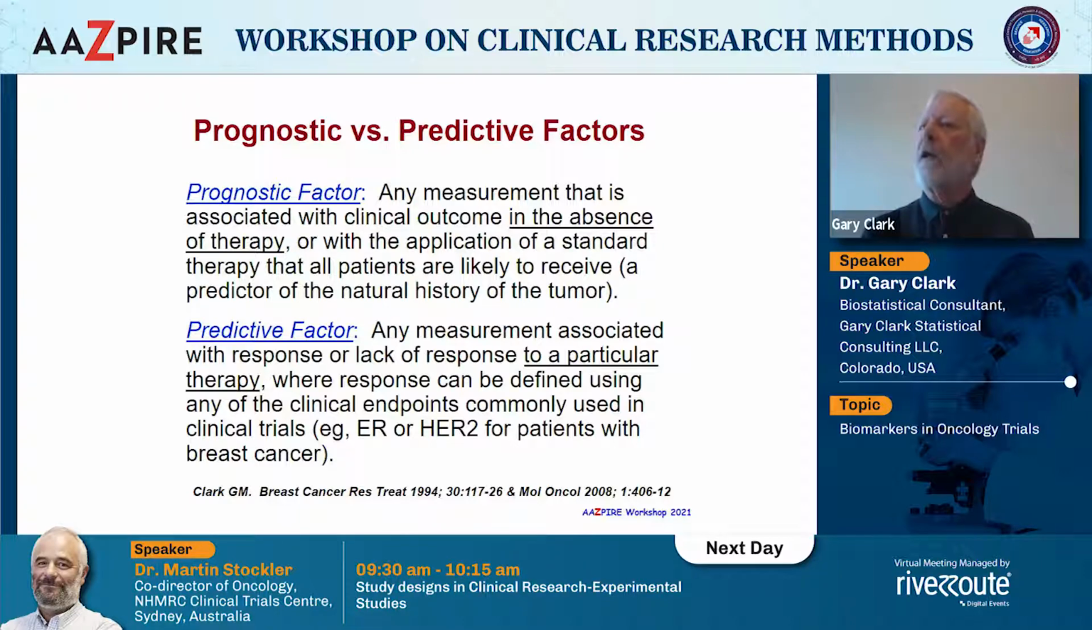A predictive factor is a little different. It's any measurement that is associated with response or lack of response to a particular therapy, where response can be defined using any of the clinical endpoints that we use in clinical trials. So predictive factors like the estrogen receptor are predictive and associated with anti-estrogen therapies. HER2 is a predictive factor when it's associated with treatment with, say, Herceptin.